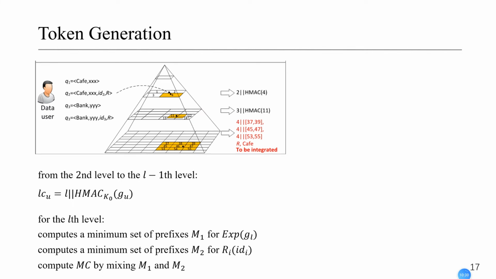A data user U is standing at location LC and expecting to find the data item ID I. The data user first converts LC into a set of grids from G1 to GL. From the second level to the L-1 level, the data user computes the hash of the level's grid number and then concatenates it with the level number, like the data owner did. For the L level, the user first expands the current grid into a bigger area and computes a minimum set of prefixes M1 for the area. Then the user expands the current ID into a bigger range and computes a minimum set of prefixes M2 for the range. Finally, the user computes a mixed code MC by mixing M1 and M2.